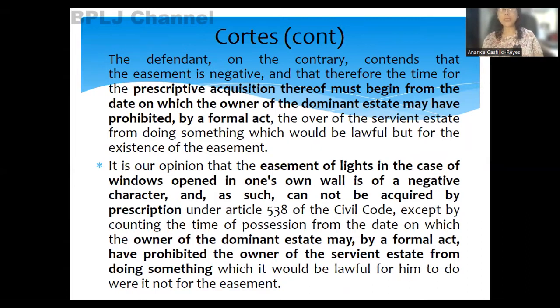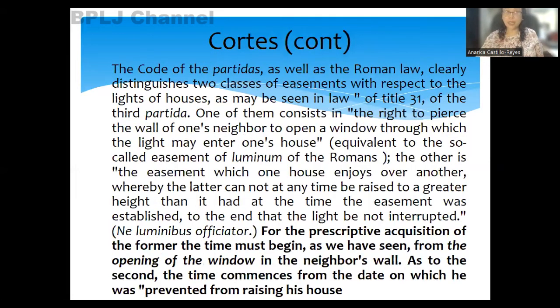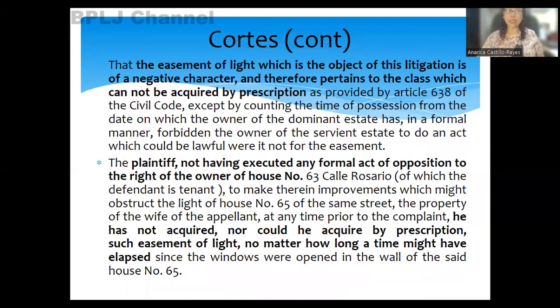So the owner of the dominant estate may, by a formal act, have prohibited the owner of the servient estate from doing something which would be lawful for him to do were it not for the easement. So for the prescriptive acquisition of the former, the time must begin, as we have seen, from the opening of the window in the neighbor's wall. As to the second, the time commences from the date in which he was prevented from raising his house. The easement of light, which is the object of this litigation, is of a negative character and therefore pertains to the class which cannot be acquired by prescription.